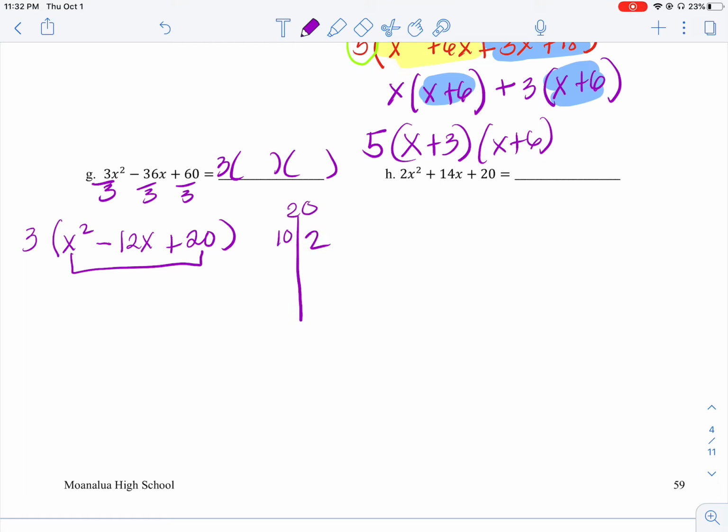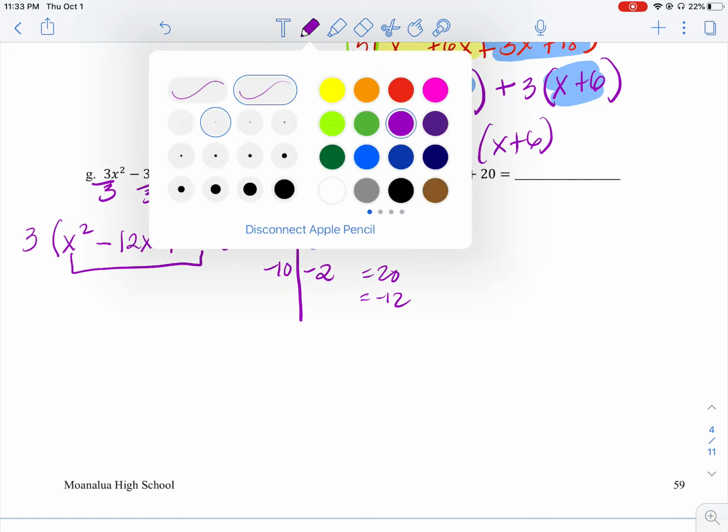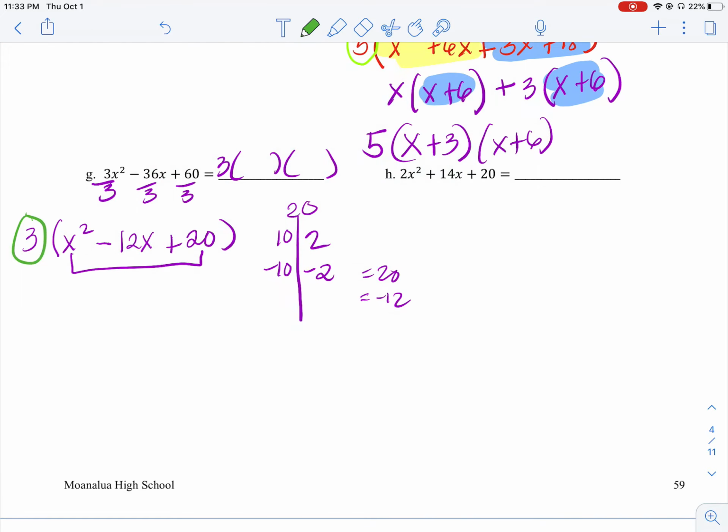20 is 10 and 2, but that doesn't give us a negative 12. What about we make them both negative? Is that good? So negative 10 times negative 2 is, sorry, it's positive 20. And then negative 10 plus negative 2 is a negative 12. So it fits. So I'm going to again leave the 3 on its own for now. Of course we're going to put that back later.